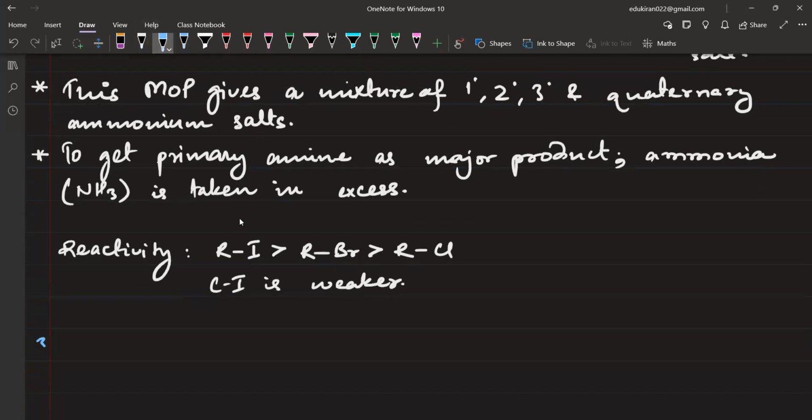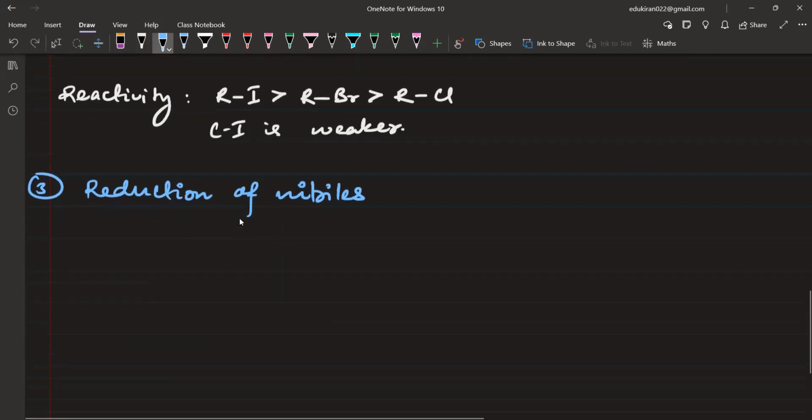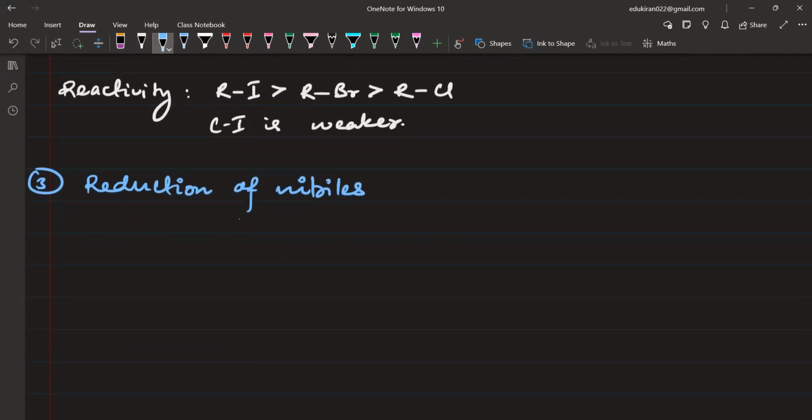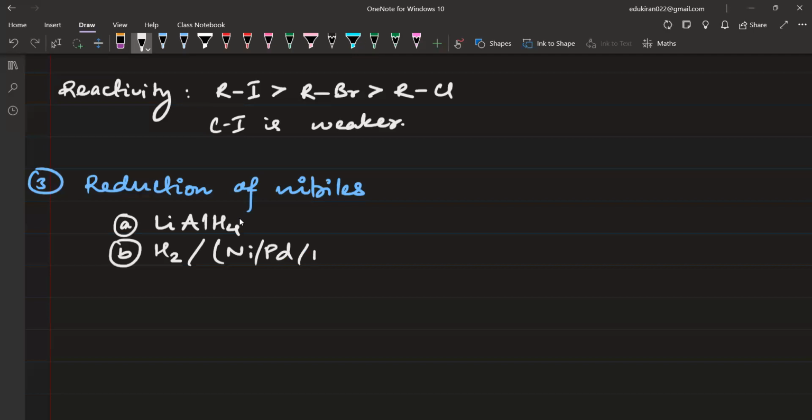You will write the next, third method of preparation: reduction of nitriles. Now, there are a few reducing agents that we can use. We can use lithium aluminium hydride. We can use H2 in the presence of nickel, Pd or Pt.